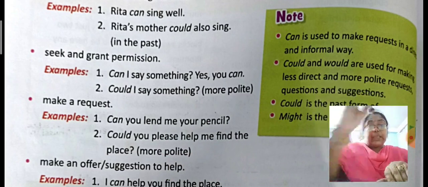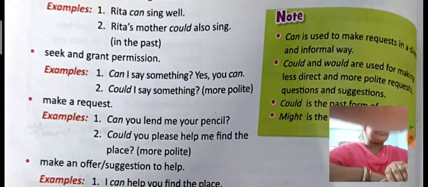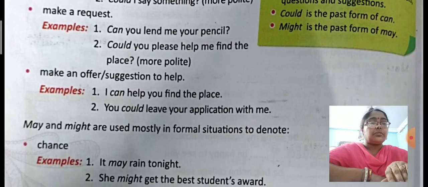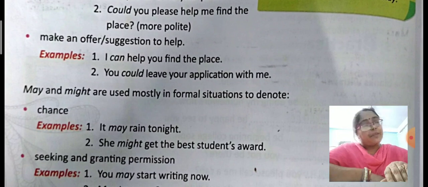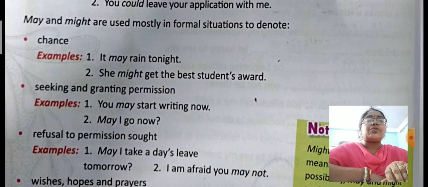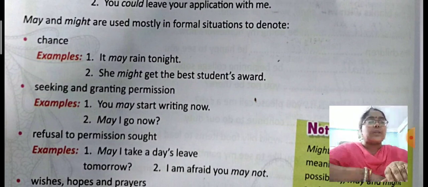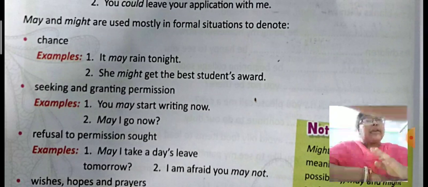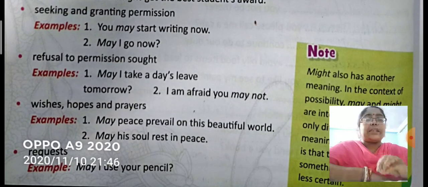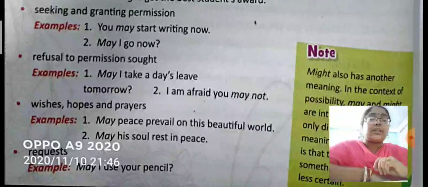Now see the next part. May and might. May and might are used mostly in formal situations to denote, first of all, a chance. It may rain tonight. It may be a very hard question paper. A chance. Next is seeking and granting permission. You may start writing now. When you all used to give your exams, we used to say, children, you all may start writing now.